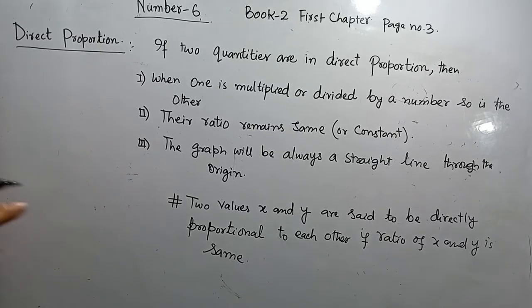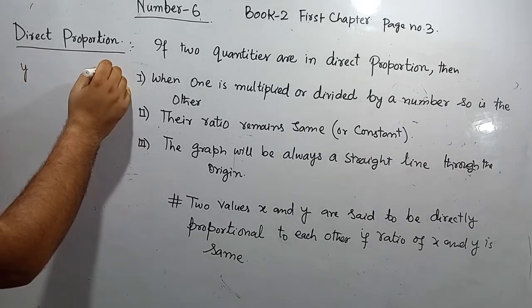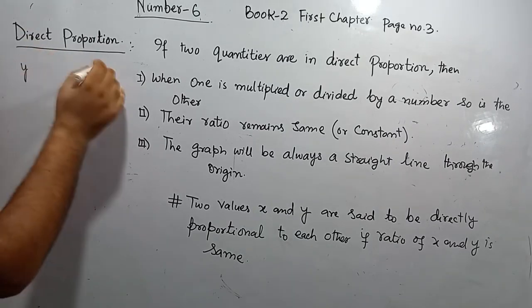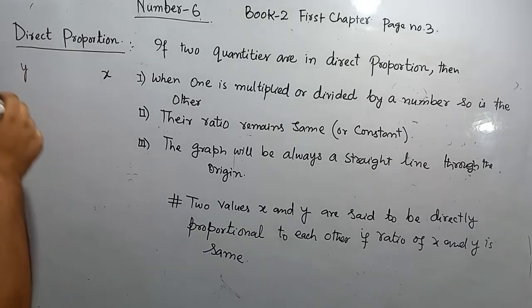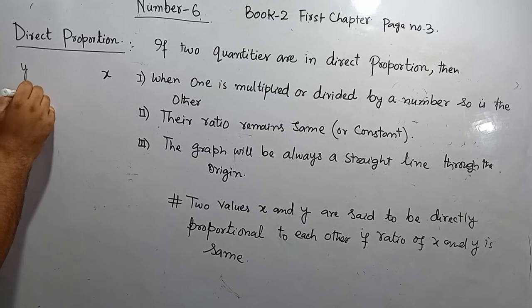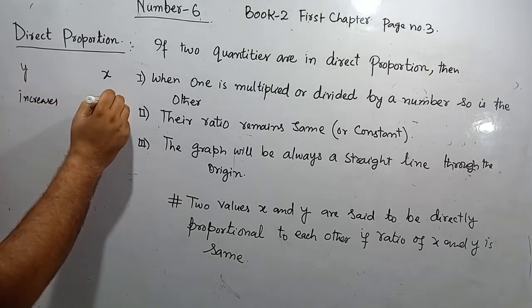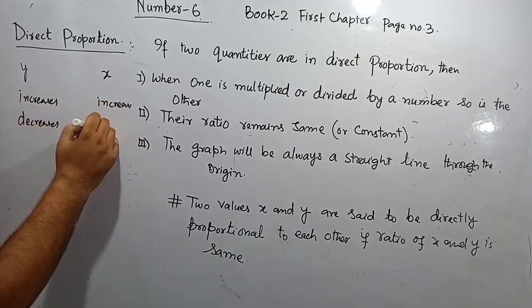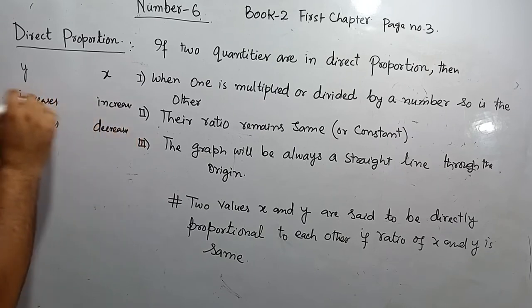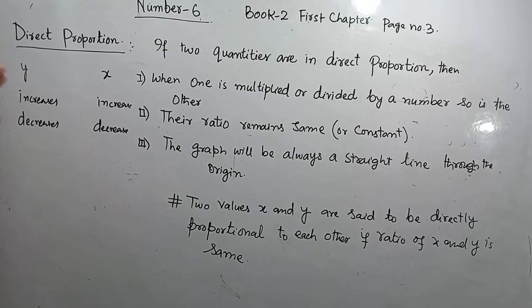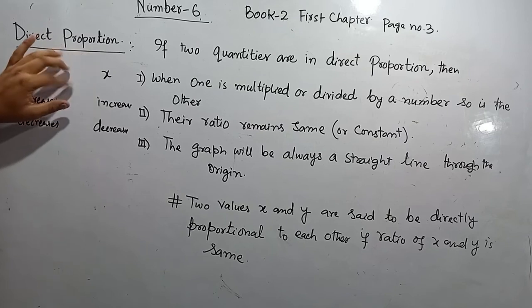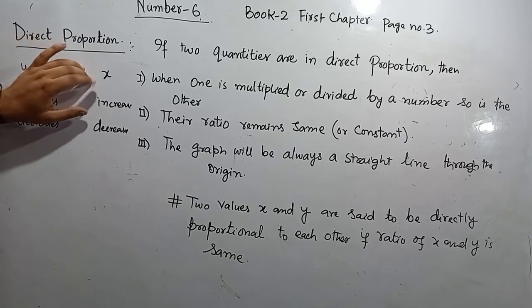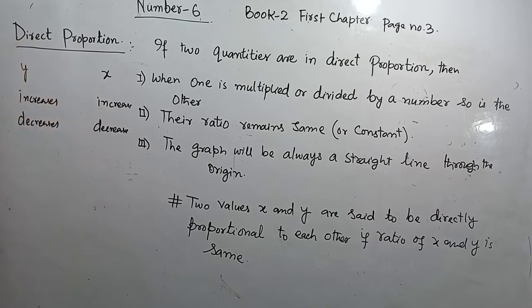If I have two quantities y and x, or x and y, and they vary directly, then what will happen? If y increases, x will also increase. If y decreases, x will also decrease, because they vary directly. I am saying here x and y are in direct proportion. X increases, y increases. Y decreases, x decreases, because they are in direct proportion. Now we will learn the things related to this.